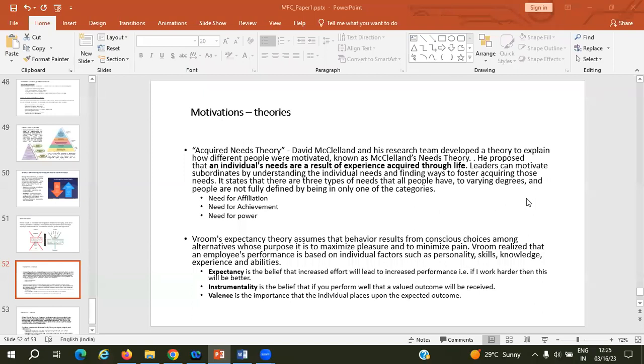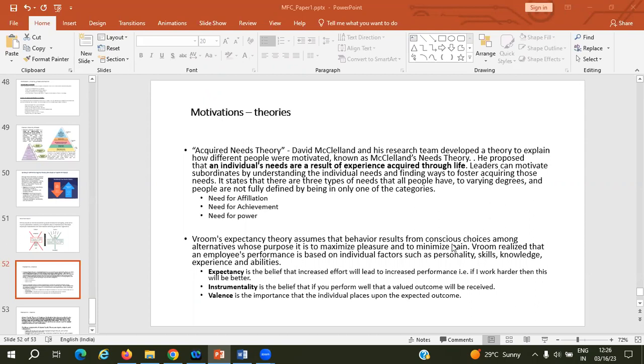So all these behaviors are there with human beings. So the organization is identifying and understanding each behavior. Based on that, you are planning the work, you are motivating the people, because some people may want affiliation, some people may want achievement, some people may want power. So according to that, you have to motivate the people.